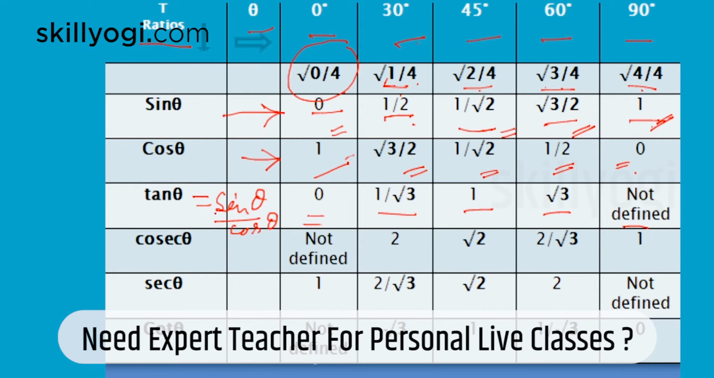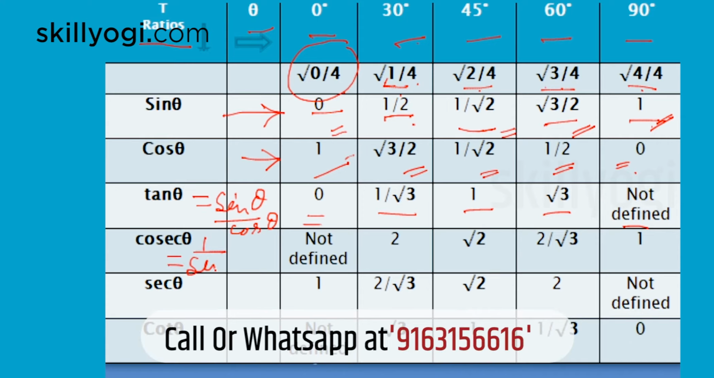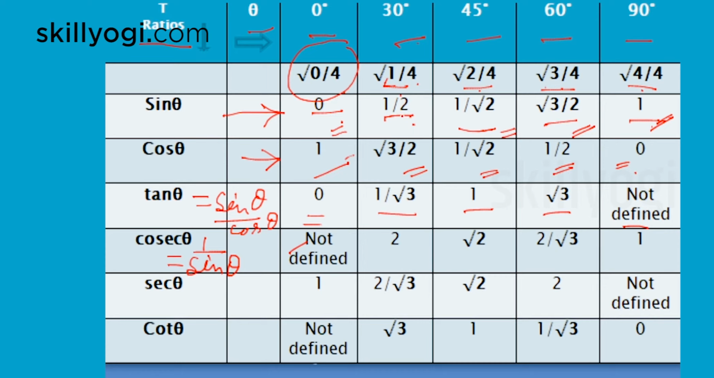Okay. Now for cosec theta, what we will do? Cosec theta means 1 by sin theta. That means if we divide 1 by all the values of sin theta, then we will get all the values of cosec theta. 1 by 0 is again not defined. 1 by 1/2, that is 2. 1 by 1/root 2, that is root 2, that means just the reciprocal of this number. Root 3 by 2 reciprocal is 2 by root 3, and 1 by 1 definitely 1. These are the values of cosec theta.